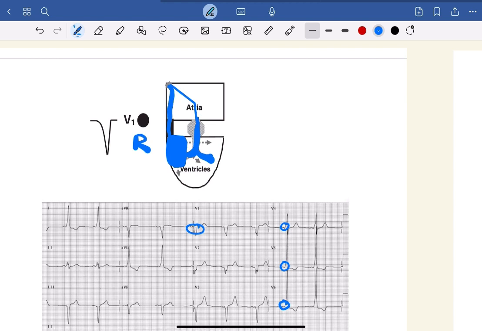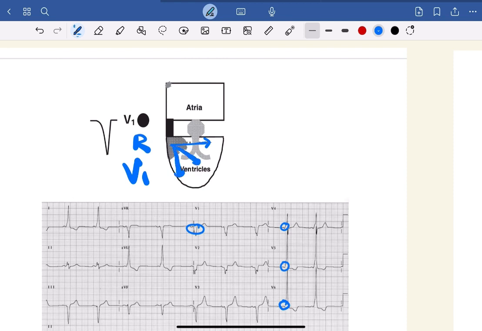So here is your V1, here is your V6. This is the orientation of the chest leads. So the current from the pre-excited myocytes, the pre-excited ventricle, will travel in this direction.